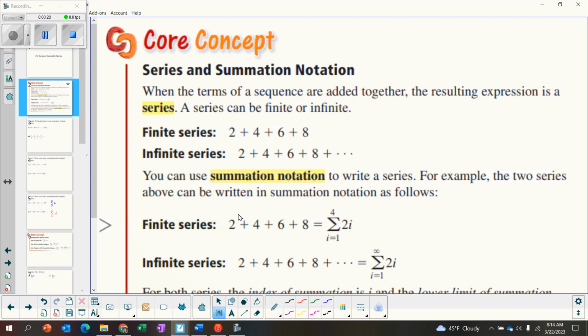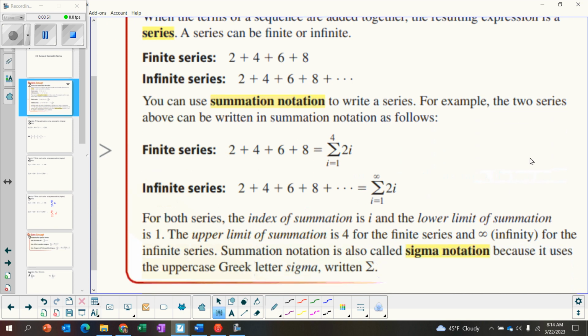For a finite series, we're going to have the starting value, the starting n or i, or whatever you want to call it, at the bottom, how many terms there are at the top, and then whatever the rule is for this series over here. If it's infinite, the only thing that changes is the top is now an infinity symbol instead of a number. The rule's still there, and it still starts with i equals 1. For both series, the index of summation is i, and the lower limit of summation is 1. This is called sigma notation because this is the Greek letter sigma.